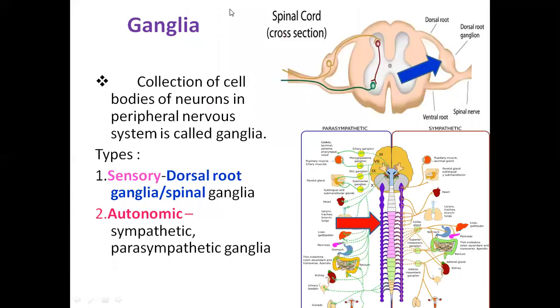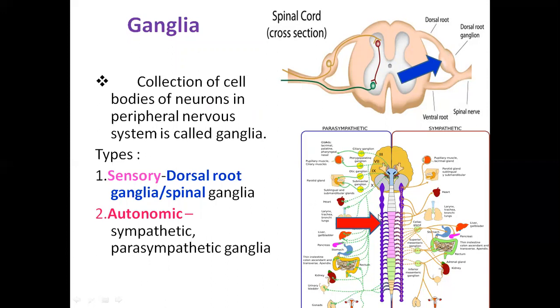Now, after understanding this, we will try to understand what ganglia are. Ganglia are nothing but a collection of cell bodies of neurons in the peripheral nervous system. The central nervous system is made up of the brain and spinal cord. Whatever nerves are coming from the brain, like 12 pairs of cranial nerves and 31 pairs of spinal nerves, they all come under the category of the peripheral nervous system.